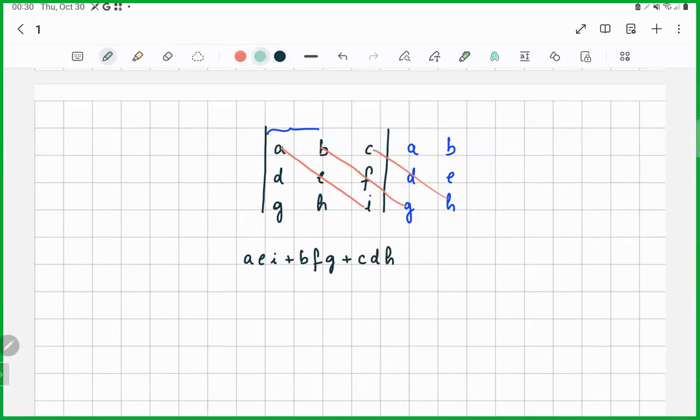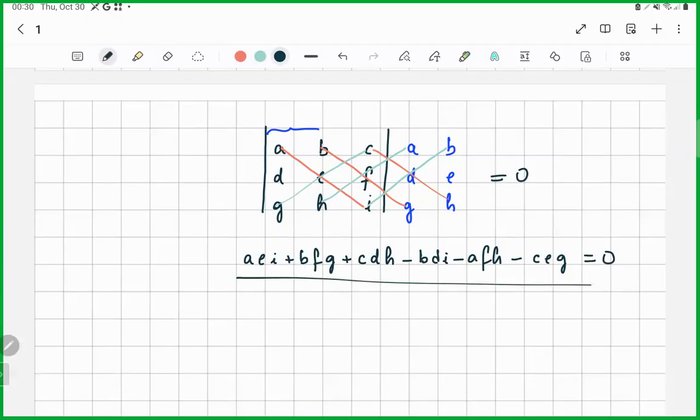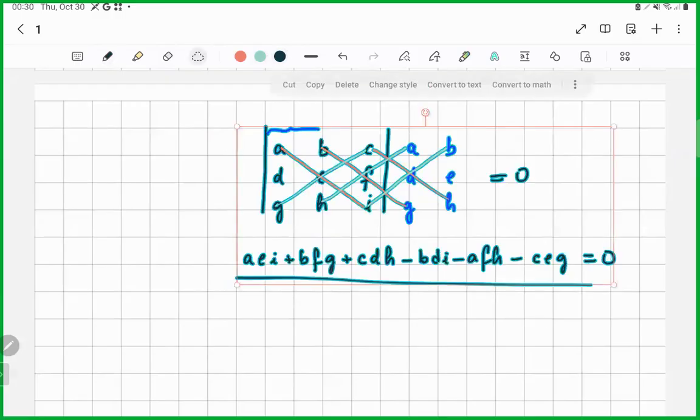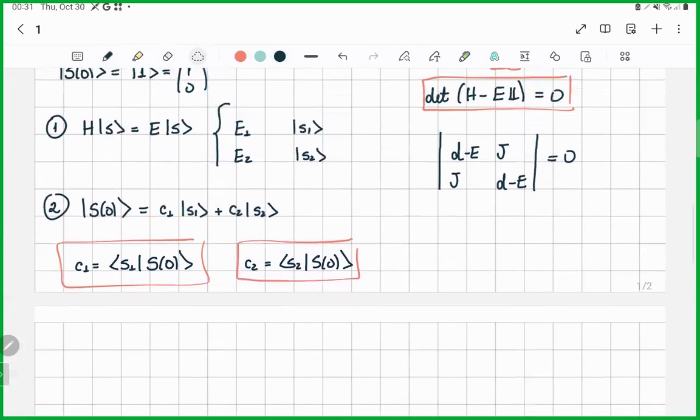And then we go with the off diagonals with the minus sign. Minus BDI, minus AFH. And finally, minus CEG. We want this determinant to be 0. Okay, so you will see this kind of equation showing up in other problems that you will have to solve. But for now, things are very simple.